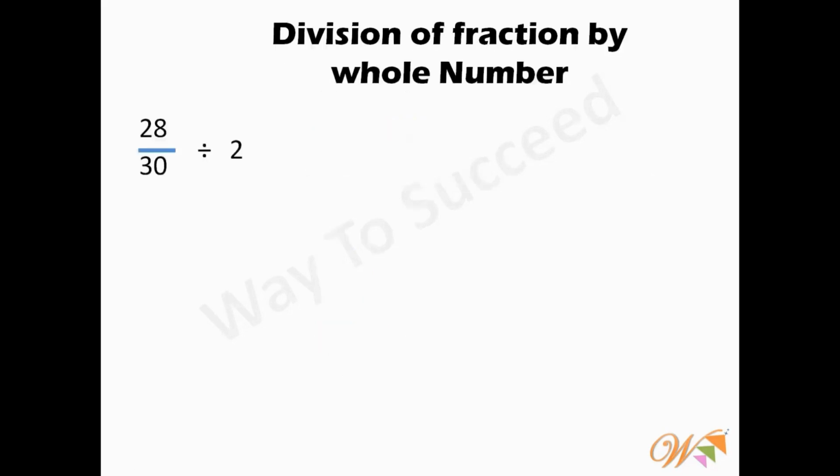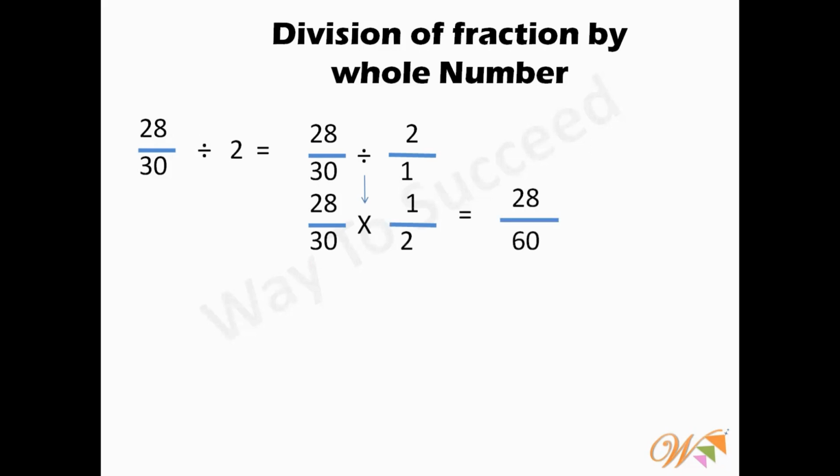What if you have to divide a fraction with a whole number? Now remember, every whole number can be written as a fraction. How can we write a whole number as a fraction? So for example, here I have 2. 2 can be written as 2 by 1 because any number divided by 1 is the number itself. So 2 divided by 1 is 2 only. So you can always write 2 as 2 by 1. And then you can solve it as we solved earlier. So this gives me answer 28 by 60. And if I reduce it, it gives me 7 by 30.